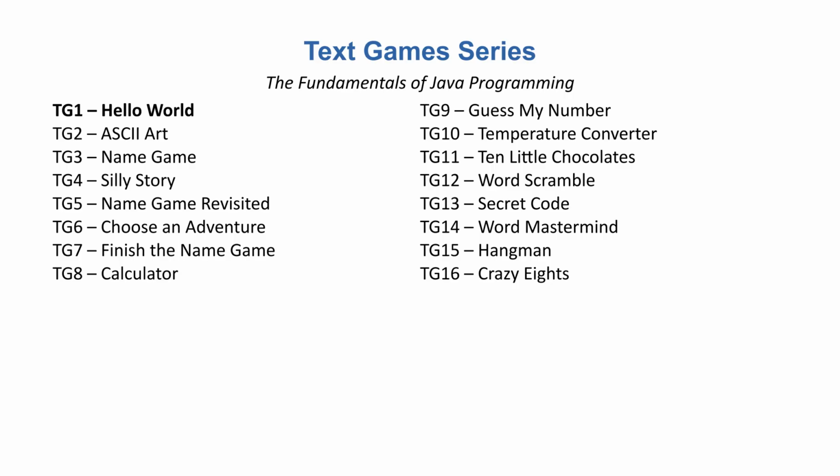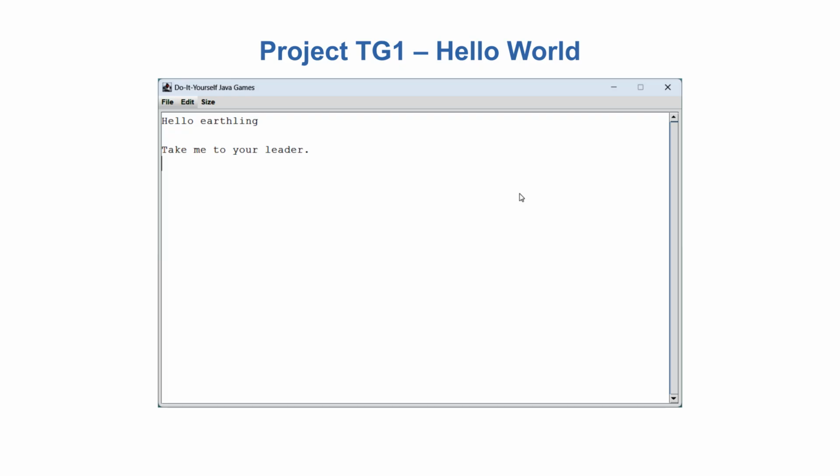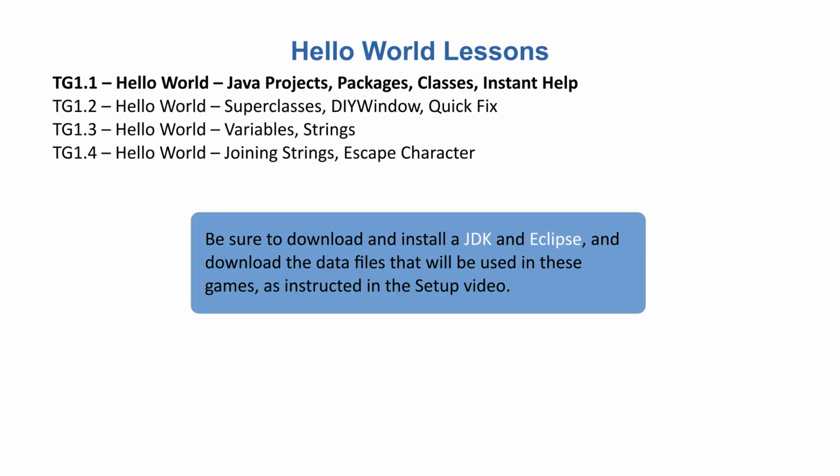In this project, you'll learn the basic structure used in all Java programs and how to use Eclipse as you experiment with printing different messages to a window. This project has 4 lessons. This is the first lesson, lesson TG1.1. You'll learn about the basic components of Java programs, projects, packages, and classes. And you'll learn how to use instant help to easily enter long lines of code with minimal typing.